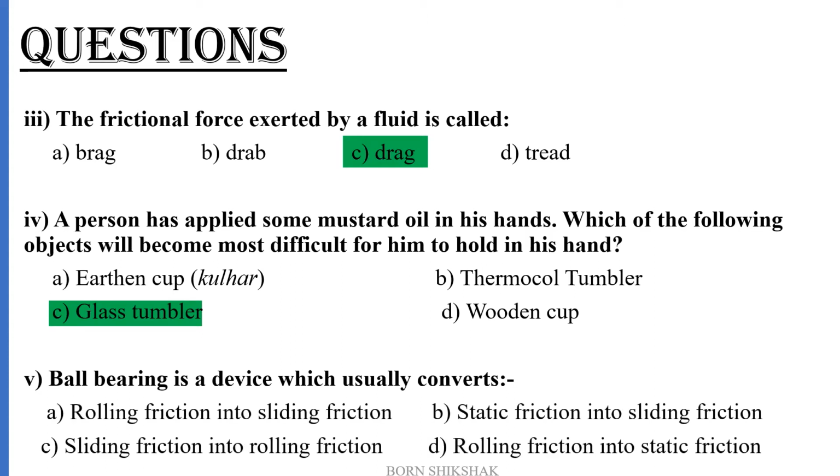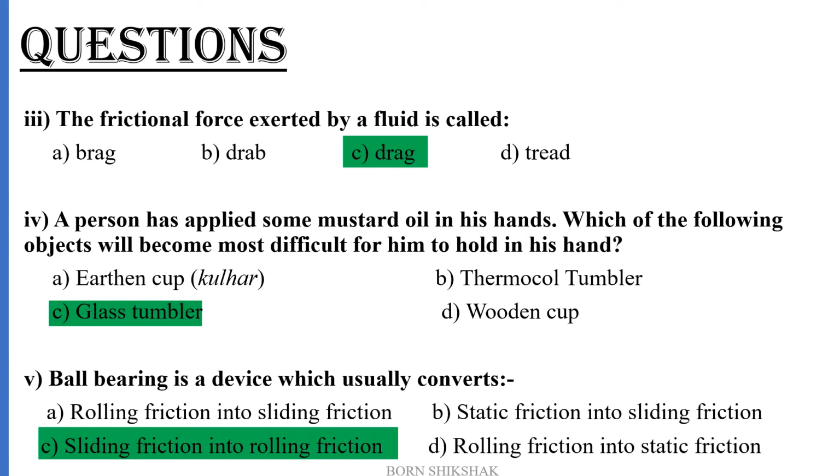Fifth question. Ball bearing is a device which usually converts A. Rolling friction into sliding friction, B. Static friction into sliding friction, C. Sliding friction into rolling friction, or D. Rolling friction into static friction. The correct answer is C. Sliding friction into rolling friction.